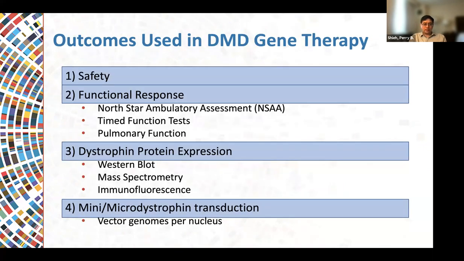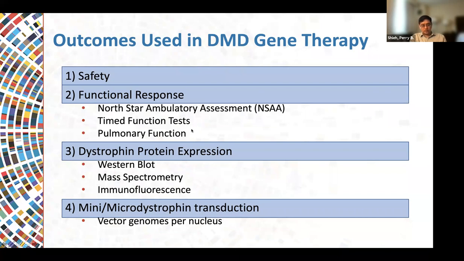And basically the data they're collecting is, of course, safety. It's important to look at safety, but also to see if it's actually benefiting the boys with Duchenne muscular dystrophy. The North Star Ambulatory Assessment, I'm going to talk about in a second. This is probably the one assessment that we're using for Duchenne muscular dystrophy boys. My intention is not to teach you all about the North Star Ambulatory Assessment, but at least for you to feel comfortable as I show data for it.